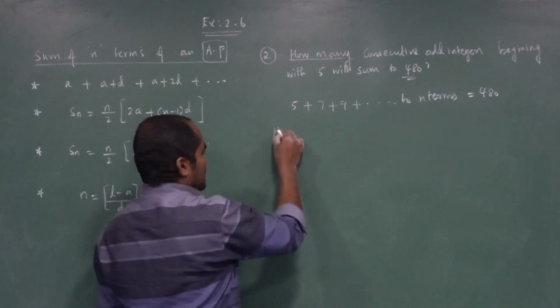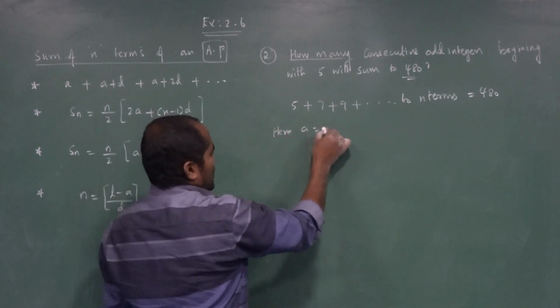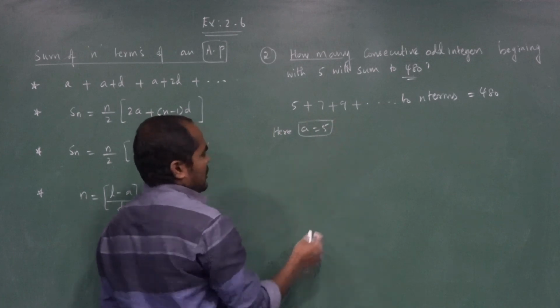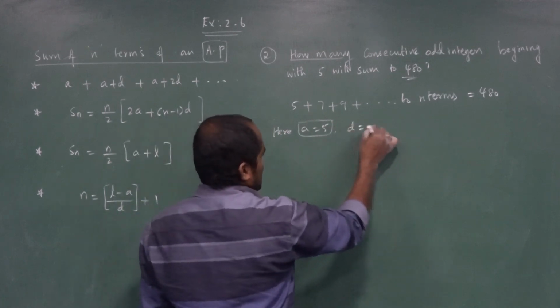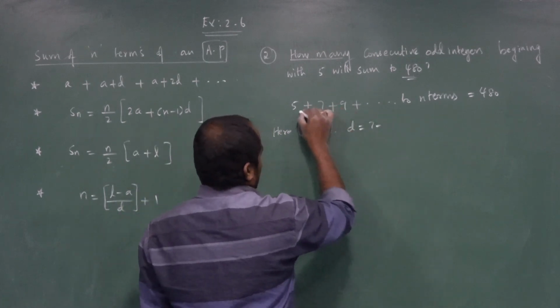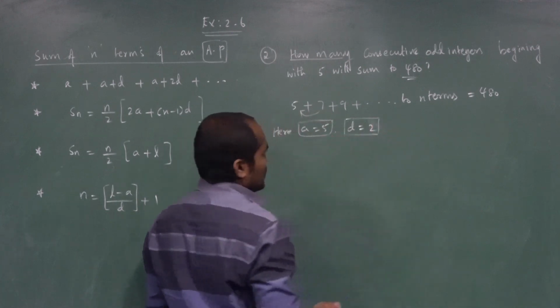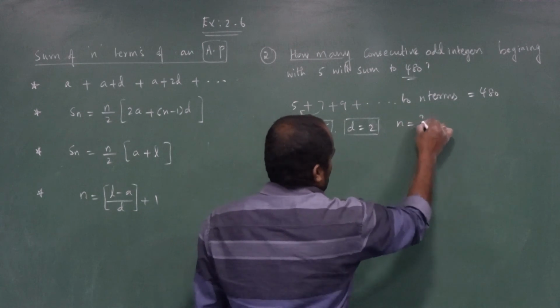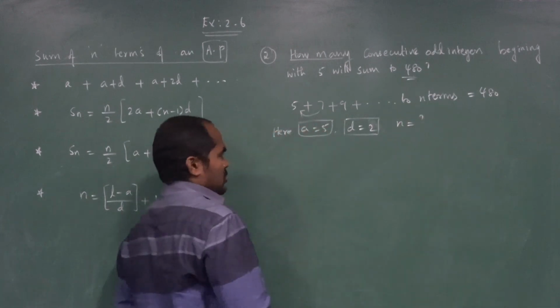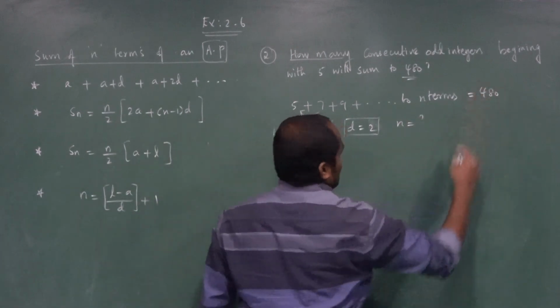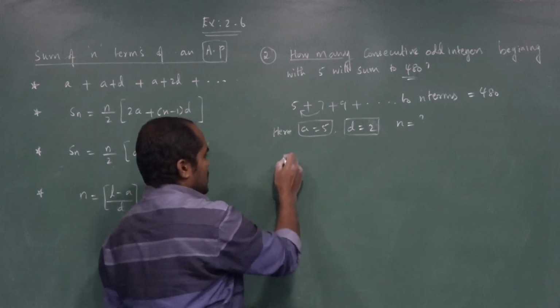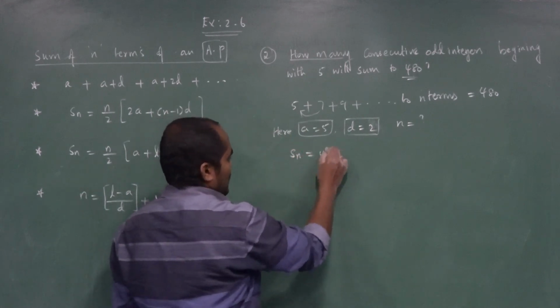So here A is equal to 5. First term is 5, and common difference is 7 minus 5, which is 2. We don't know the number of terms. We want to find the number of terms, but the total is given. The sum value is 480, so take Sn is equal to 480.